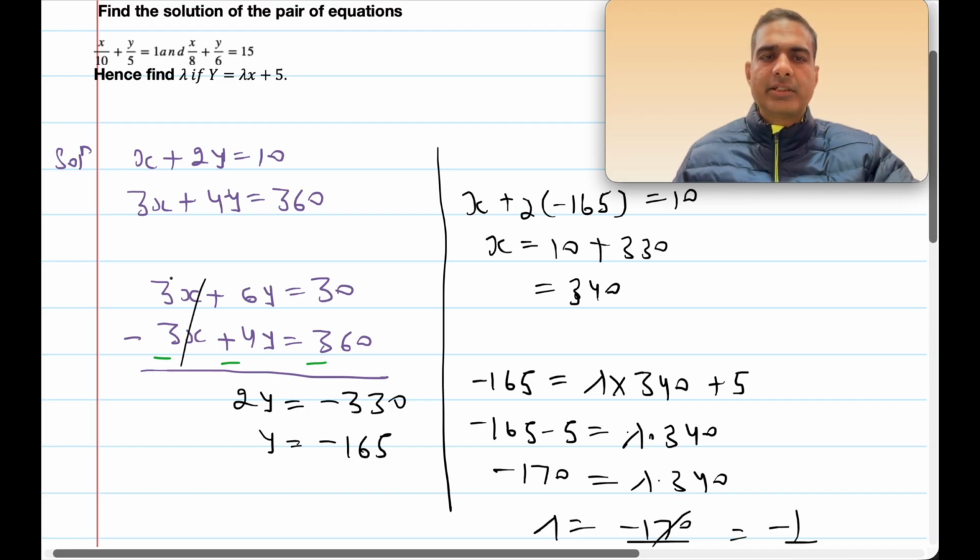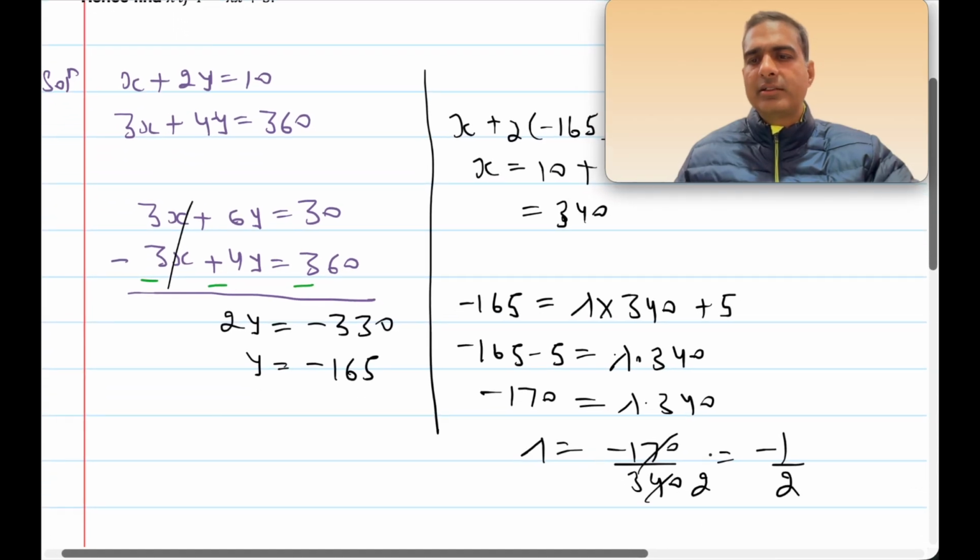Multiplied the first equation by 3 to make the coefficients of x equal. Subtracted, we got y as minus 165. Substituted the value of y is equal to minus 165 in the first equation and found out the value of x is 340. For the second part, the question asked if y is equal to lambda x plus 5, find the value of lambda. So we substituted the value of y as minus 165, x as 340 and found out the value of lambda as negative 1 by 2. So I hope you would have understood this question.